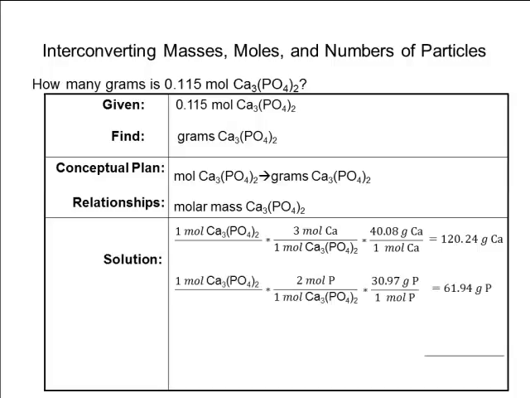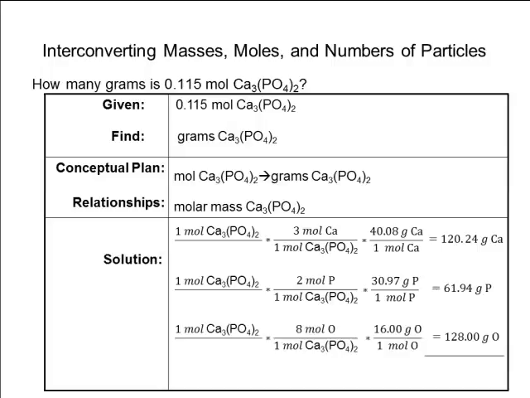I can then do that with the phosphorus, and I end up with 61.94 grams of phosphorus. I can do that with the oxygen, and I end up with 128.00 grams of oxygen. And when I add it all up, I get 310.18 grams. That is now going to be the molar mass of my calcium phosphate. Remember too, don't forget when you're doing these things to pay attention to the significant figure rules.